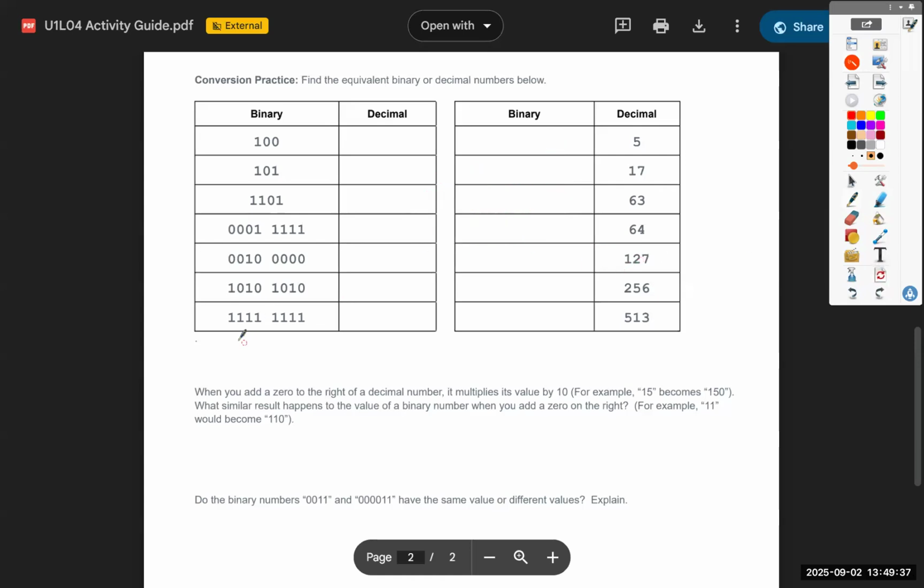127 is 1 less than the 128s column. This is the 128s column. So 127 would be a 0, and the rest 1s.